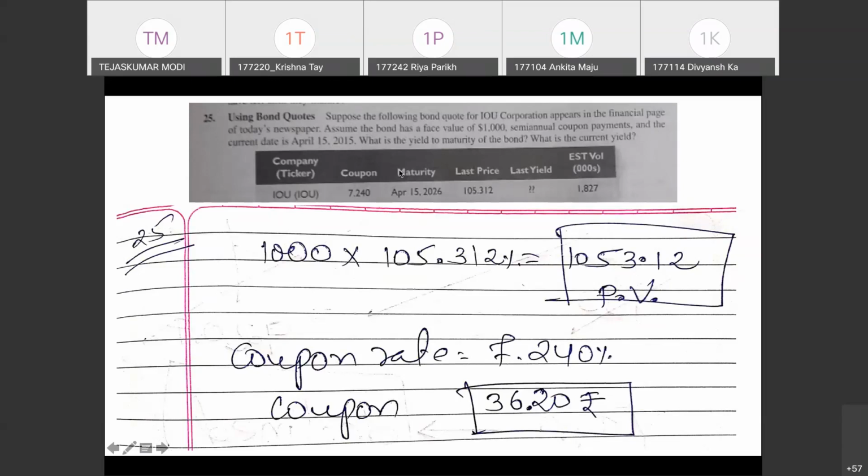And remember, it is maturing in 2026 on the same day. So that means there are 11 years, right? Calculate YTM and current yield. That is the question. How do I solve this question?